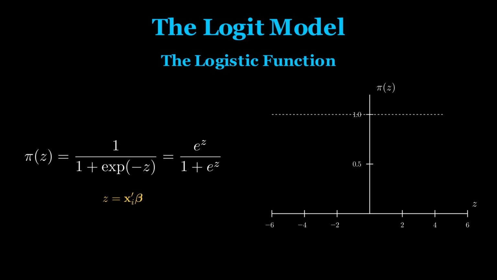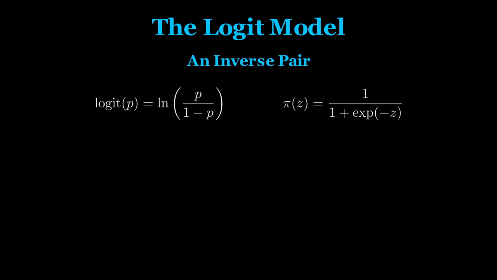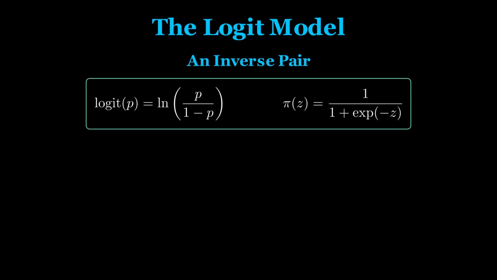Plotting it, we see why this works. The logistic function maps any real valued number into the open interval from 0 to 1, so no matter what the linear predictor gives us, the output is always a valid probability. That is exactly what makes it suitable for modeling probabilities. Putting the two together, the logit takes a probability to the real line, and the logistic function takes a real number back to a probability.